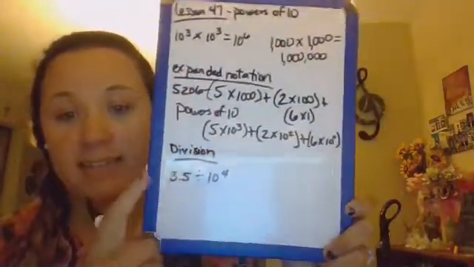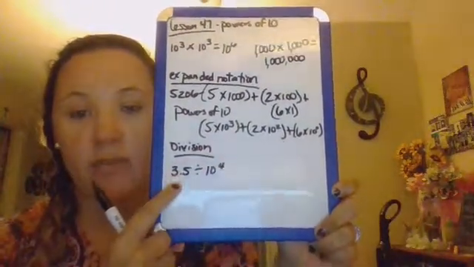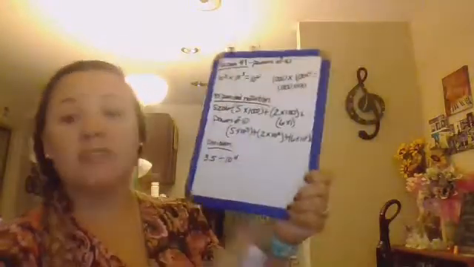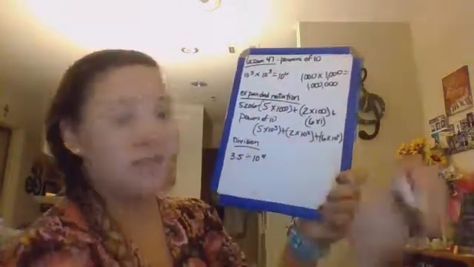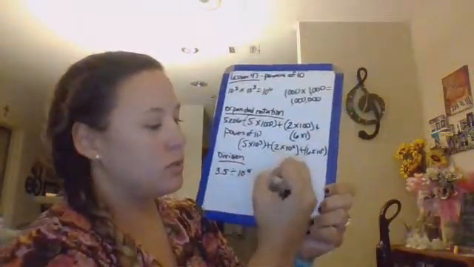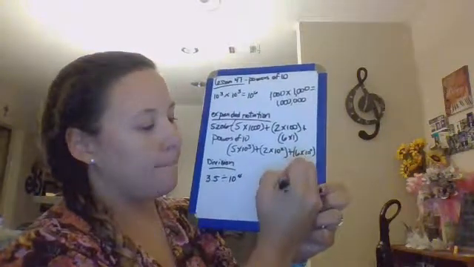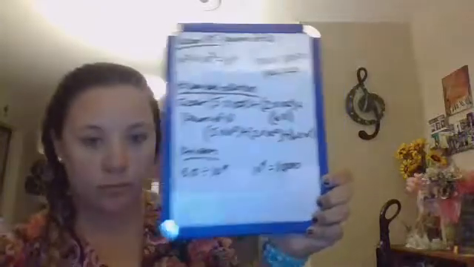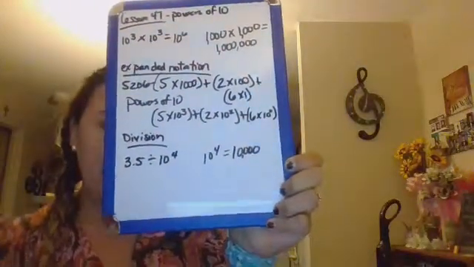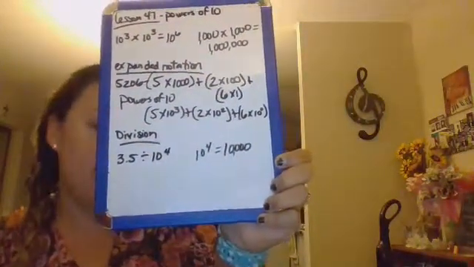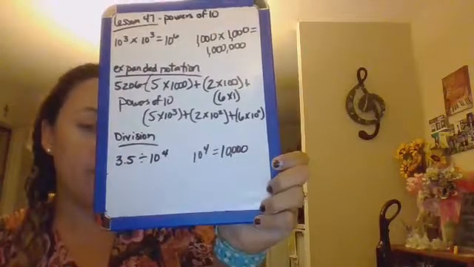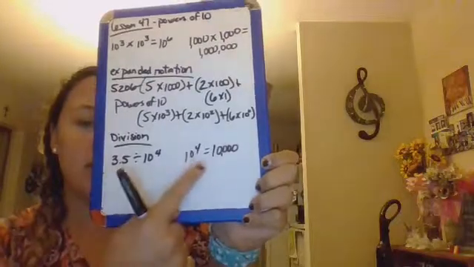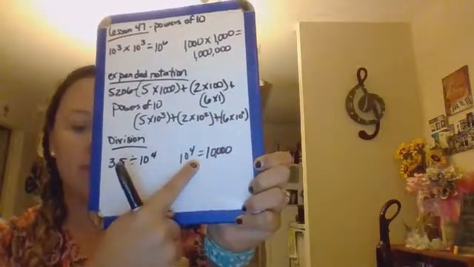All right, and then the last is division. So I have 3.5 divided by 10 to the 4th. And if you just need to write it out, 10 to the 4th is going to have 4 zeros. And instead of actually dividing this out in long division form, we can mentally do it just by moving the decimal. And this tells us that we move the decimal 4 places.